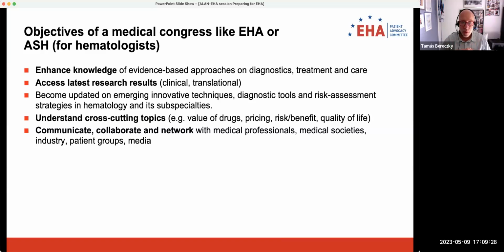Obviously, the most important objective is to enhance the knowledge on evidence-based approaches concerning diagnostics, treatment, and care. Also, congresses are an excellent possibility to access the latest research results, be that clinical or translational research, and sometimes even the basics, fundamental research that is presented at congresses. And it all happens in one concentrated place. Everything is condensed into 3-4 days.